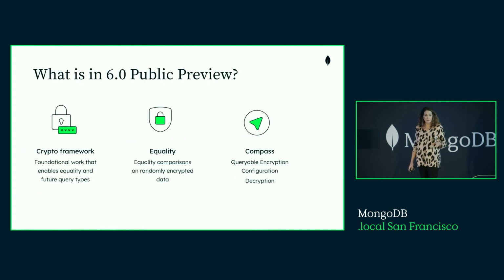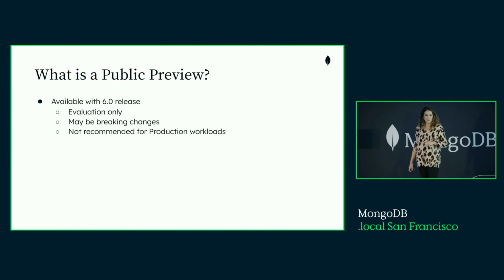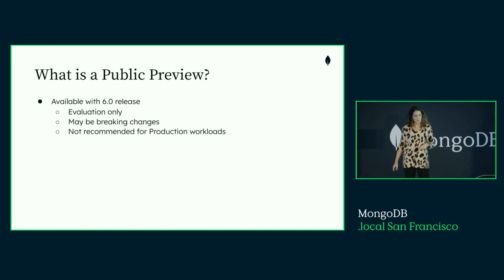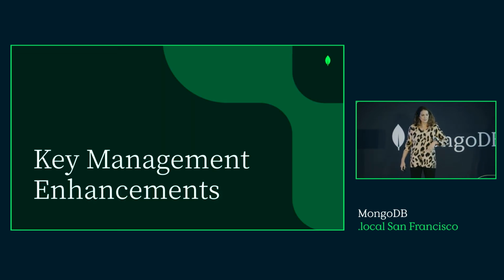What's in public preview: the crypto framework, equality comparisons, and our Compass UI, which actually you showed earlier. You can test it. It's available in the 6.0 release, but it is for evaluation only because it is in preview. We may introduce breaking changes, so don't put your production workloads on it.